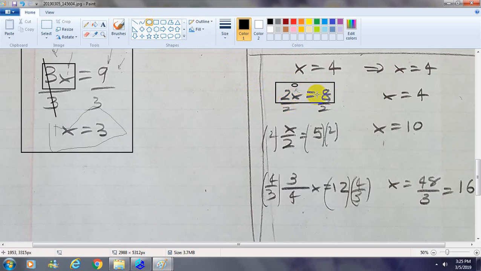Remember, whatever you do to one side, you have to do to the other. So if it's multiplied by 2, you have to divide both sides by 2. And then you have 8 divided by 2. See, I made the mistake. Put that in the calculator and get x equals 4.